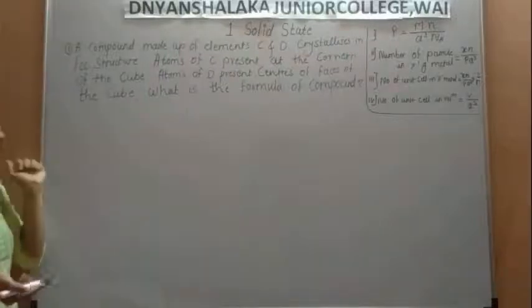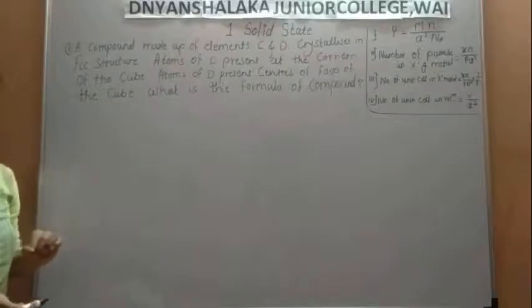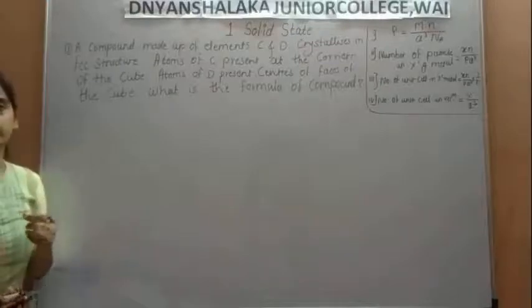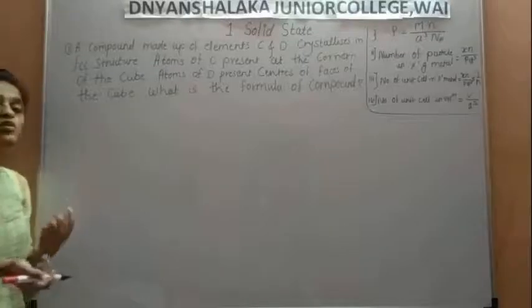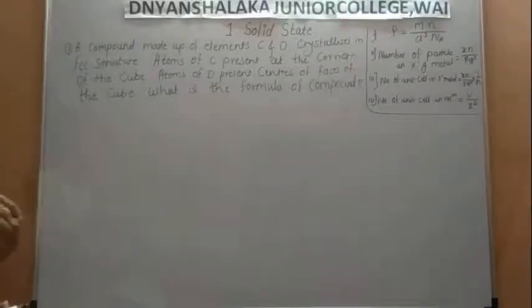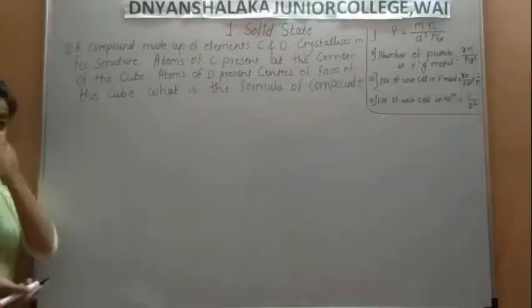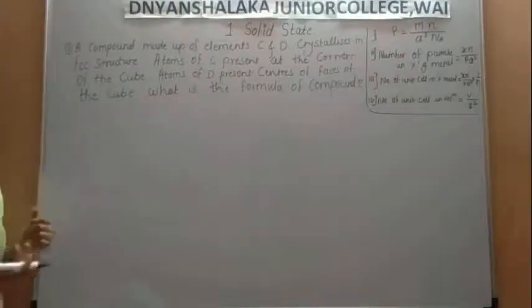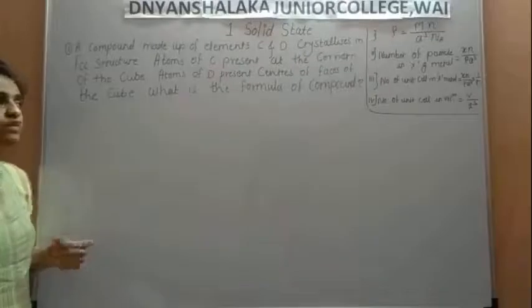So we solve the first example. A compound is made up of elements C and D. Capital C and D crystallize in the FCC structure, face centered cubic structure. Atom C is present at the corner of the cube, and atom D is present at the center of the faces of the cube. What is the formula of this compound?